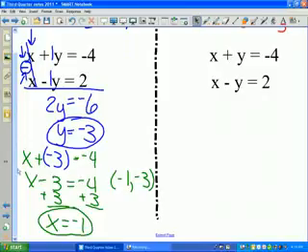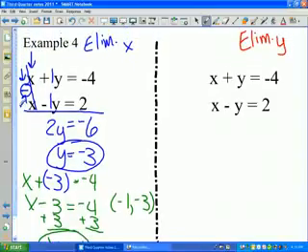So now let's take a look on the other side. We want to solve this by eliminating our y's. Remember where I wrote that? So if I want to eliminate my y's, I need to look at my y's. I have a positive y, I have a negative y. Same number, different signs. That means I'm adding.